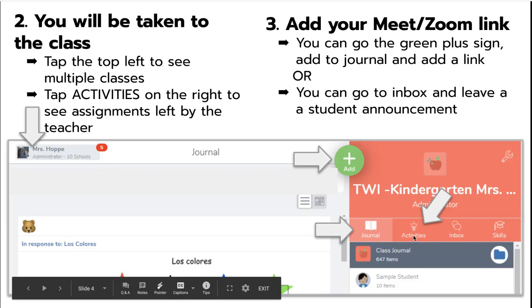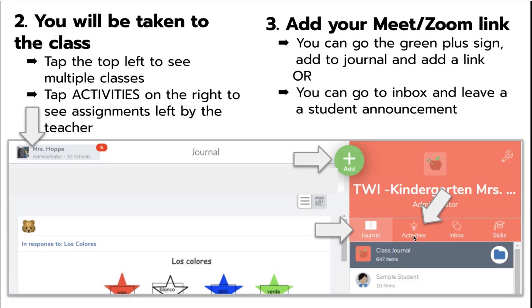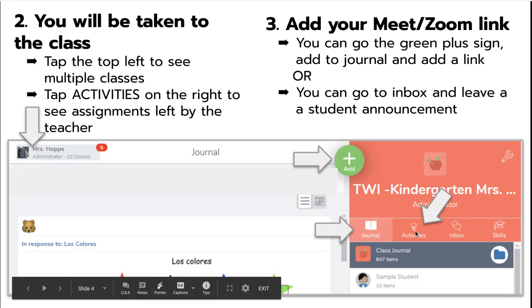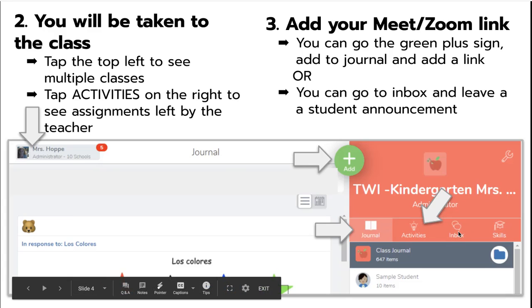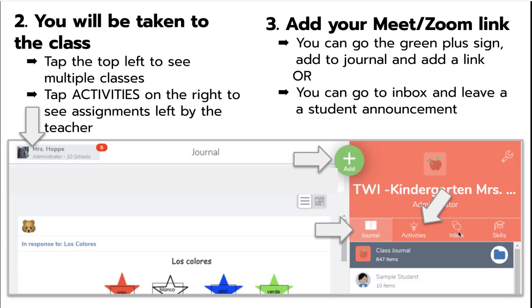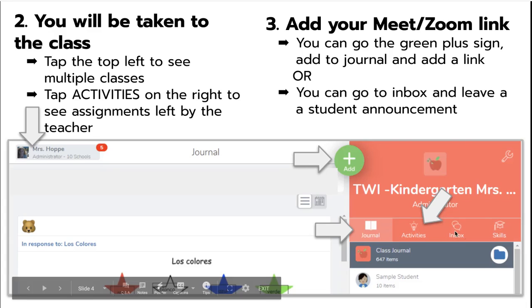A couple things over on the side I want you to note. In activities, that's probably where the teacher has posted the activities for the day. You would click here and see the rest of the activities. Inbox is where you would find an announcement, and you would think that you're going to click on inbox to make your announcement to say, hi class, I'm going to be your sub today. Here's your Zoom link, or here's your Meet link. I'll see you at this time. This is not where you create it though. You create it at the plus sign right here.